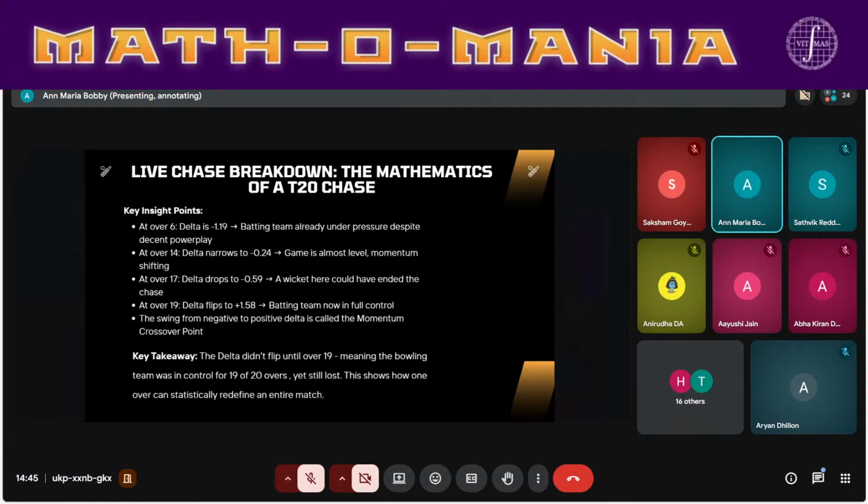So in T20 cricket, momentum can change at any moment, and mathematics helps us predict that shift. Even if a team is in control for most of the match, one strong finish can completely change the result. In the last over, that's how they finally won the match. So yeah.